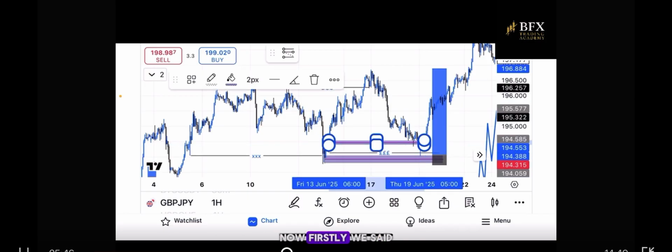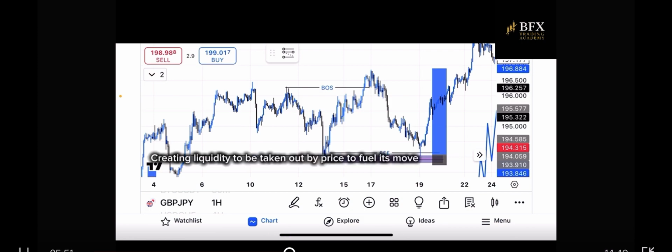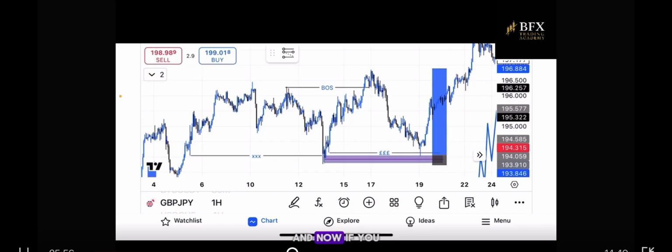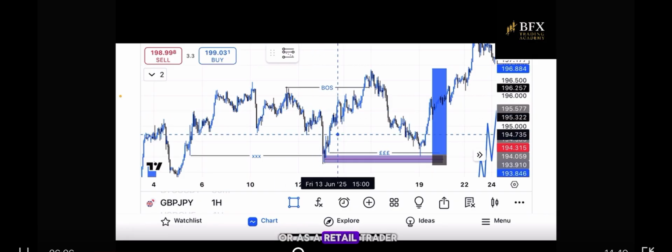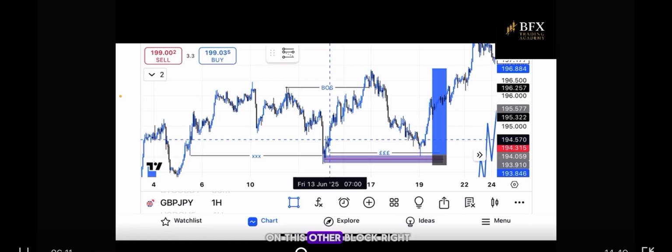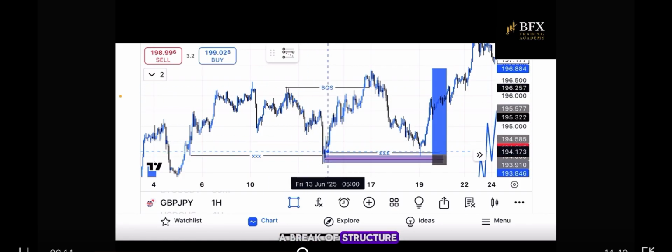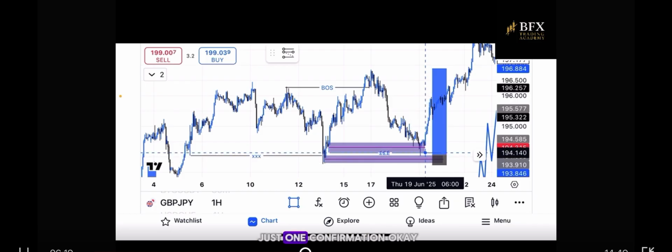Firstly, we said that price will always create some sort of inducements, right? Some sort of liquidity to fuel the price movements. And now, if you want to consider your block valid, you don't just rely on one confirmation. As a retail trader, they just depend on one confirmation on this trade. They just depend on this other block, right? Just because they saw a break of structure and an order block, they said, okay, let's go in. No, you don't depend on just one confirmation, okay?